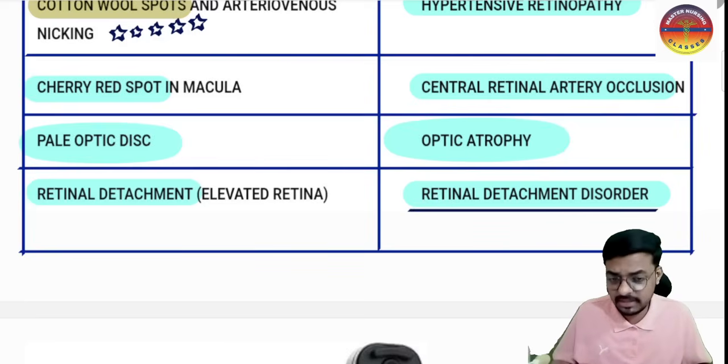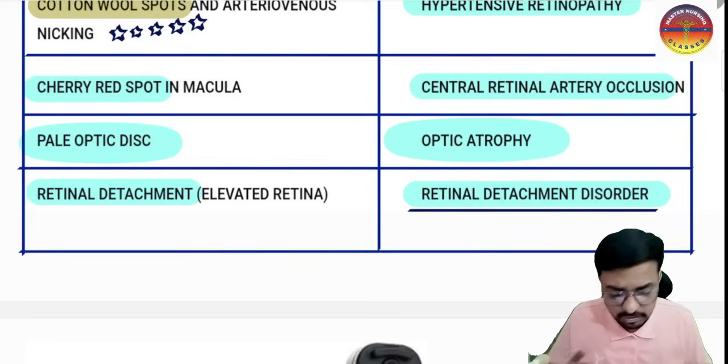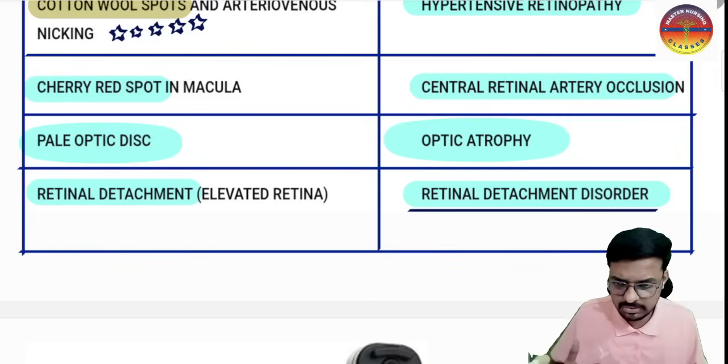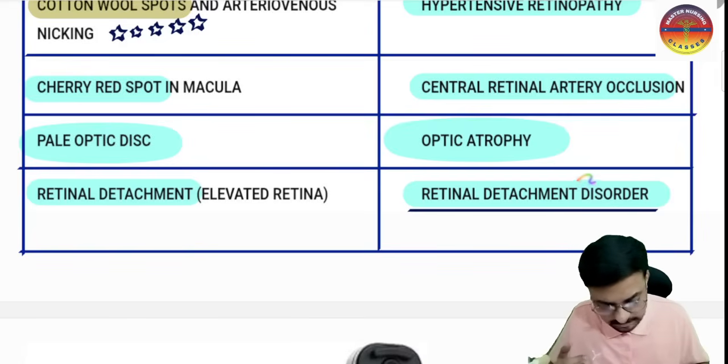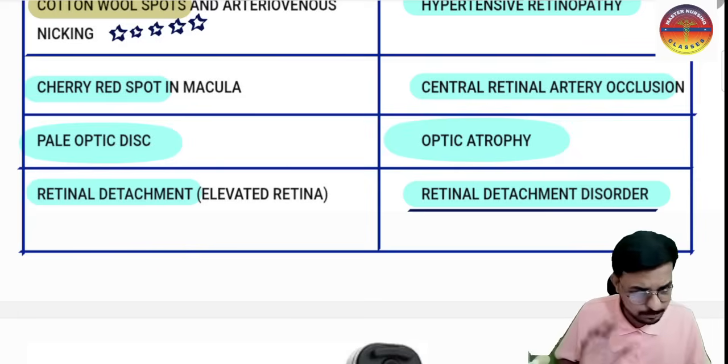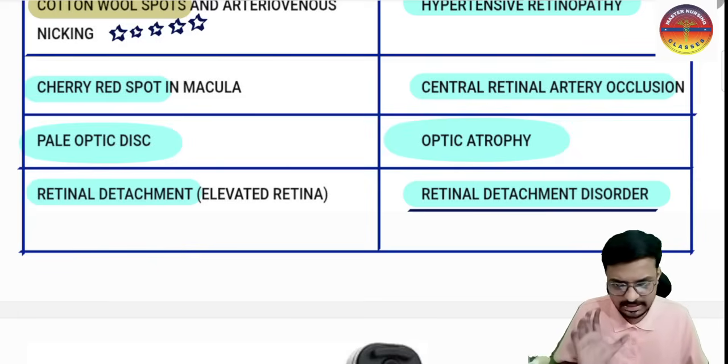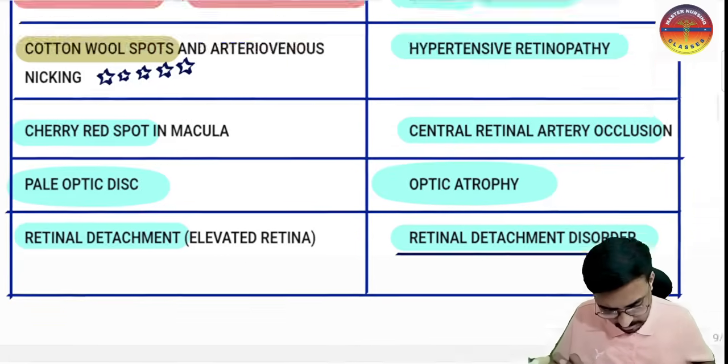So here we will see the cardinal sign as the floating of a curtain in the visual field. That is what we can say is a retinal detachment. I am going to discuss that one in a very perfect way, so just stay connected. So, what is retinal detachment?